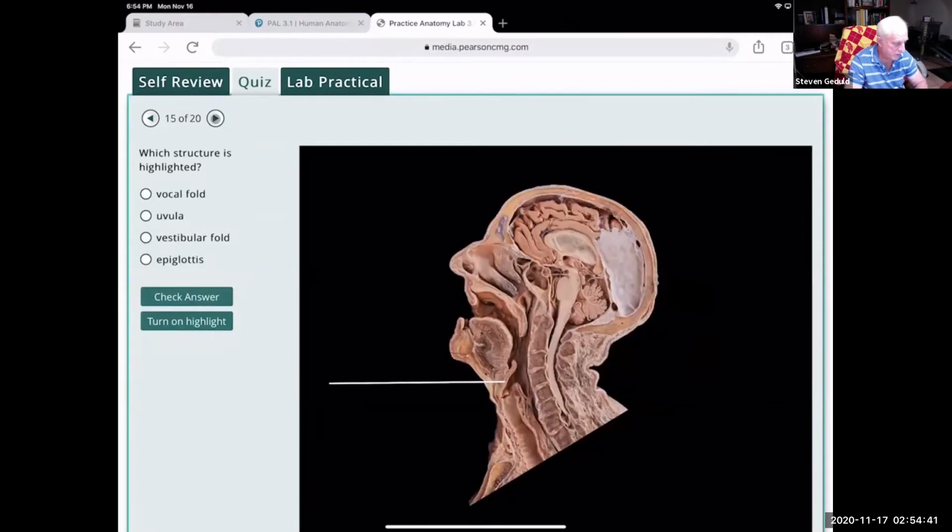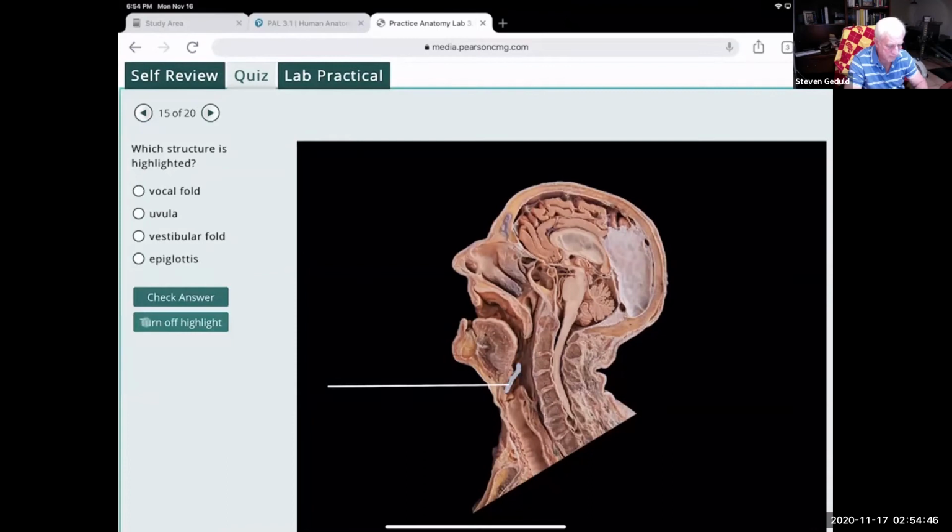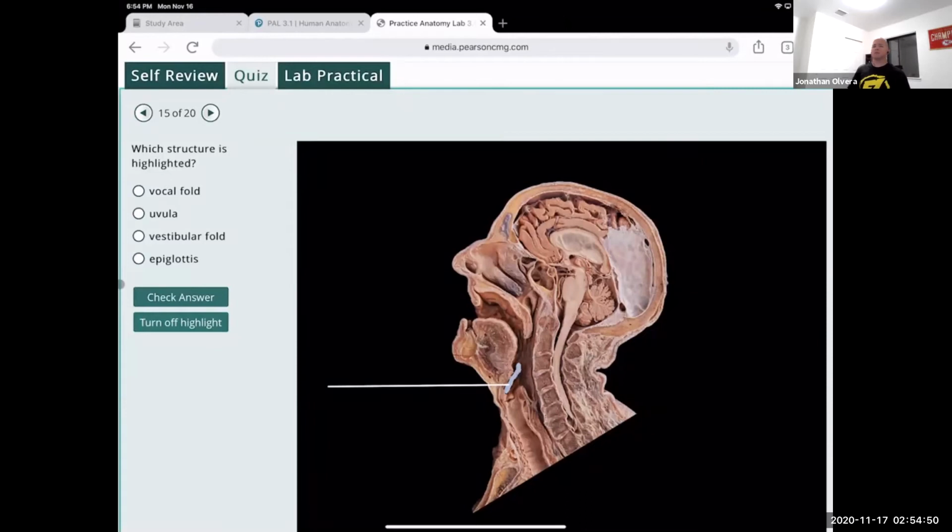And what structure is highlighted? Let's turn on the highlight again. What's that little flap of tissue that closes over? Epiglottis. The epiglottis?